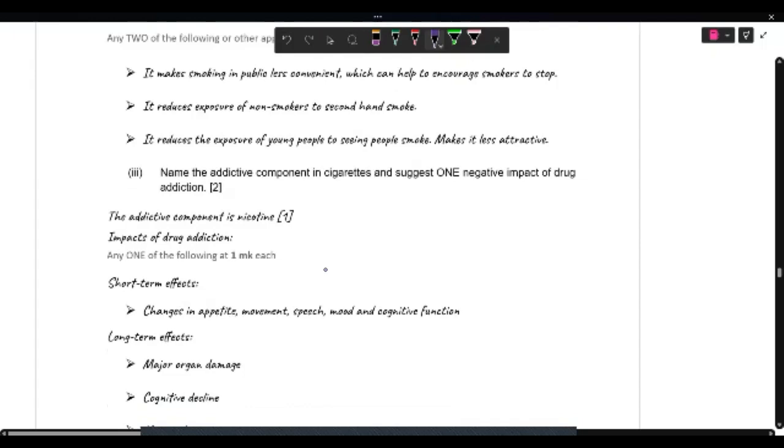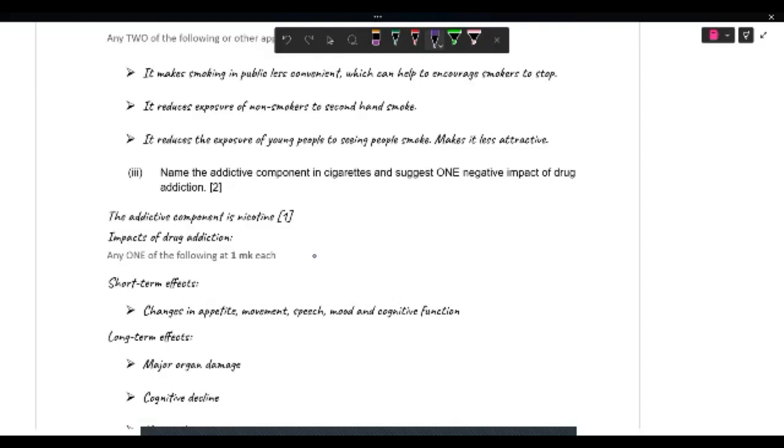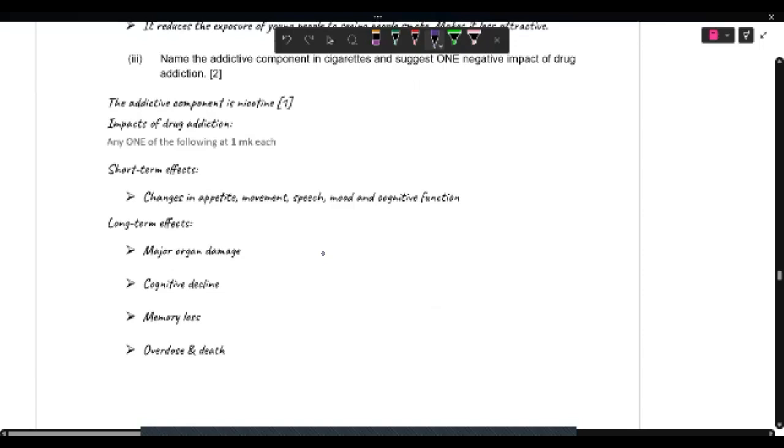Then we have the addictive component in cigarettes, which suggests one negative impact of drug addiction, right? The addictive component is nicotine, and any one of these can be listed as a negative impact.